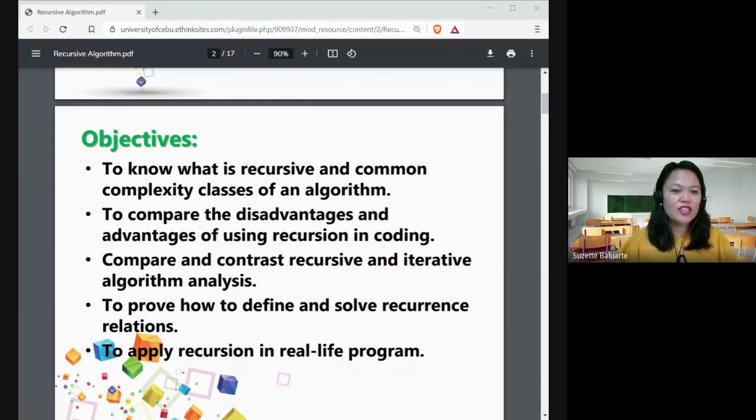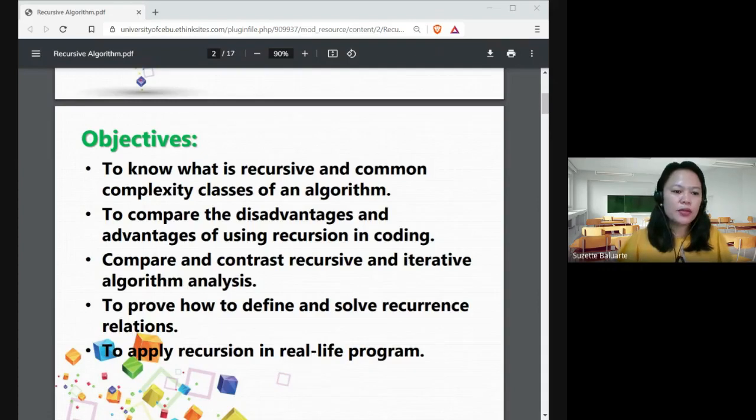Okay, so here are some of our objectives. Number one, to know what recursion is and the common complexity classes of an algorithm. I think it's part of your assignment to know what the common complexity classes are. We already started to have these common complexity classes when we had the iterative algorithm, but this time we really have to know exactly what they are.